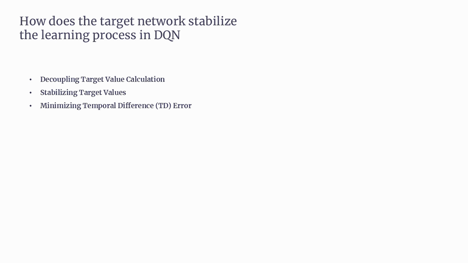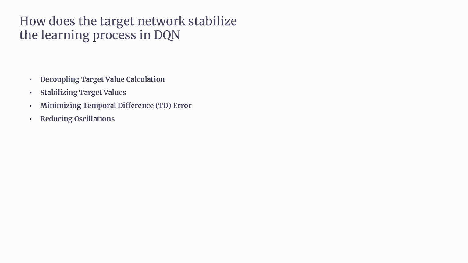The third, minimizing temporal difference, TD, error. The goal in DQN is to minimize the temporal difference error, the difference between the predicted Q value and the more stable target Q value. Since the target network updates less frequently, it provides a stable and reliable reference for calculating these errors, ensuring smoother learning.